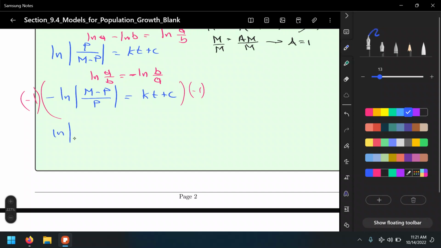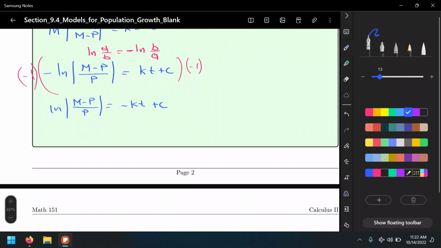So that's ln of the absolute value of (M minus P over P) equals -1 multiplied by kt, that's negative kt. But what happens when we multiply a constant of integration times -1? That remains a C. It's still a C, right? By absorption.